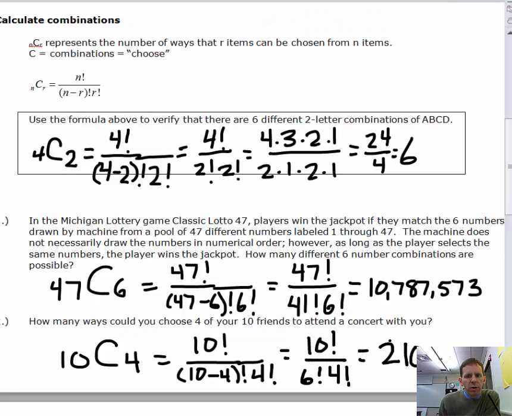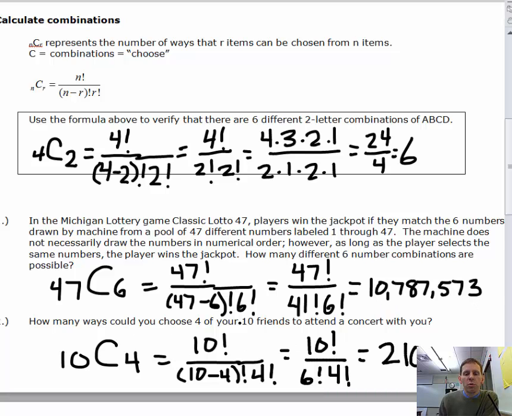In problem 1, we've got 47 lottery numbers. We want to choose 6 of them. So we're going to do 47 choose 6. We use our numbers in our formula. Eventually we get 47 factorial over 41 factorial times 6 factorial. You could type this in your calculator using the nCr command. In any case, you end up with 10,787,573. If you bought a ticket for every single possible combination, it would cost you, obviously, over $10 million.